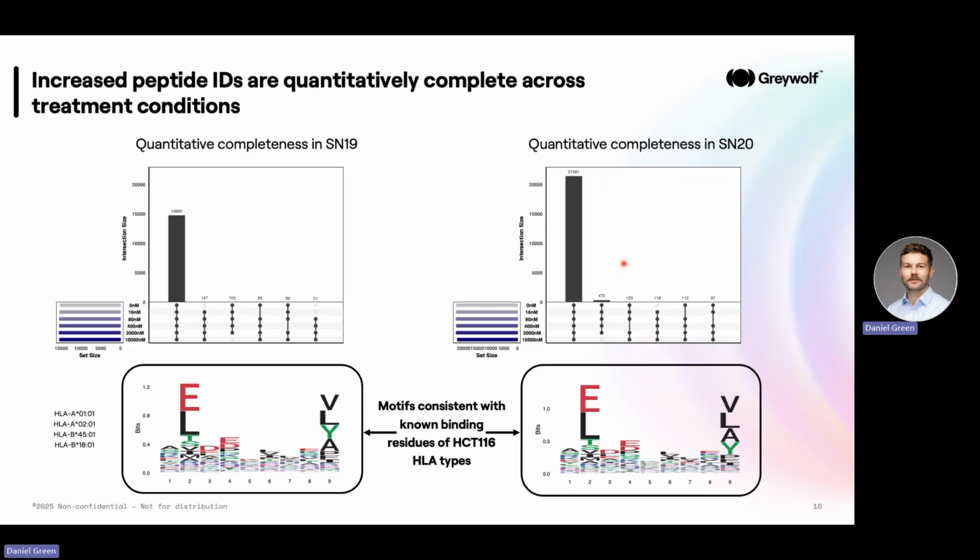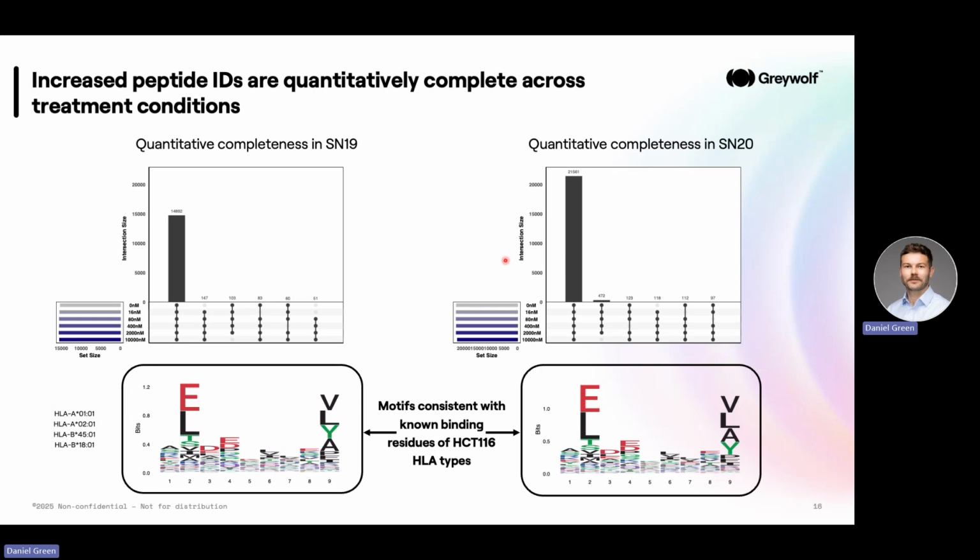So another thing we looked at in this data, because this data is DIA and we're interested in making quantitative comparisons between the relative abundances of our peptides across different treatment conditions or different doses of our drug, we also look to see how quantitatively complete this data set is. So again, starting with Spectronaut 19 on the left here, we can see that we were getting about 15,000 peptides. And generally, all of the peptides in this data set were quantitatively complete. So they had at least one quantitative value in each of our treatment conditions.